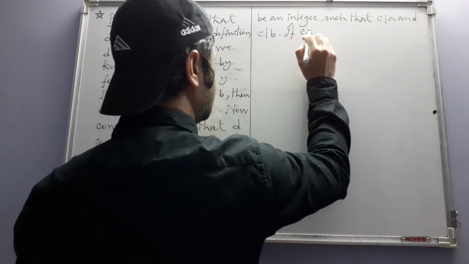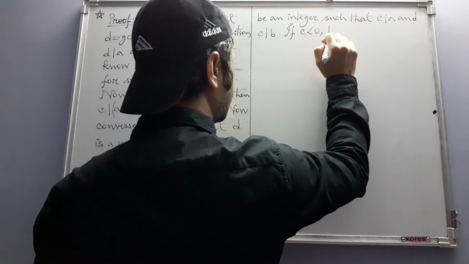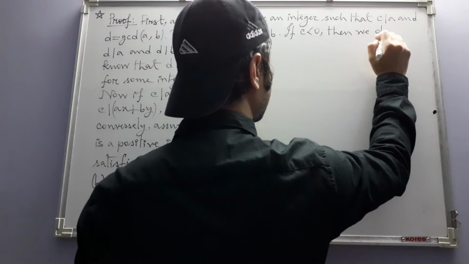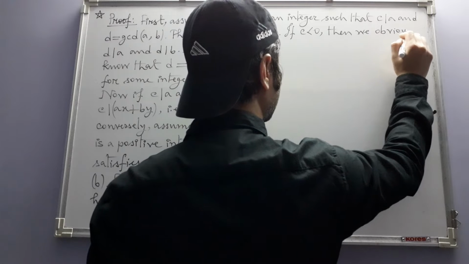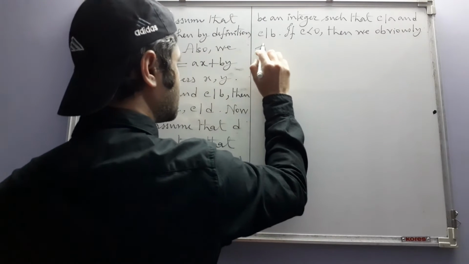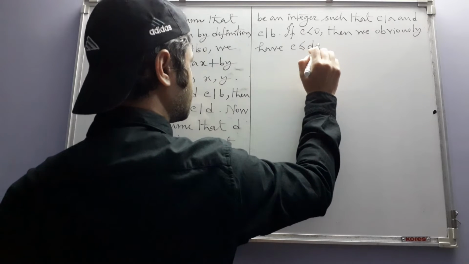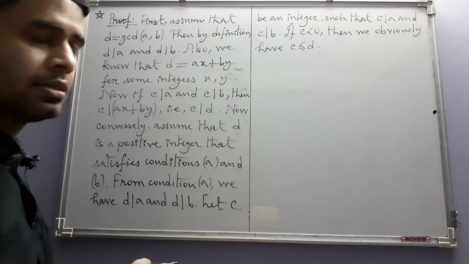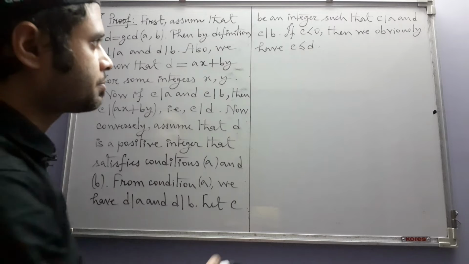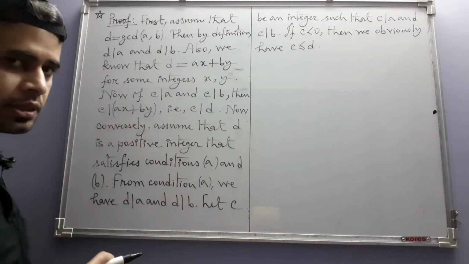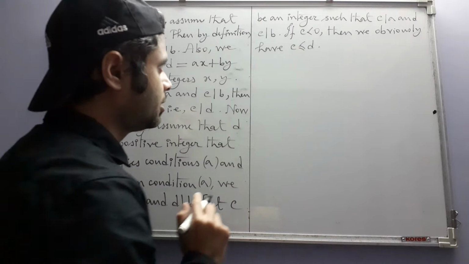If C is less than 0, then we obviously have C less than or equal to D, and in fact we have C strictly less than D. That is because D is positive. D is a positive integer, and if C is negative, it has to be less than D.